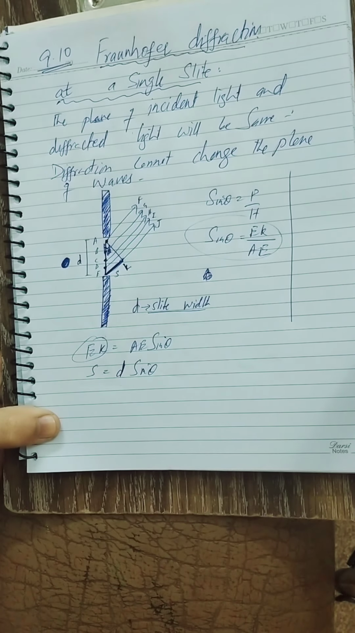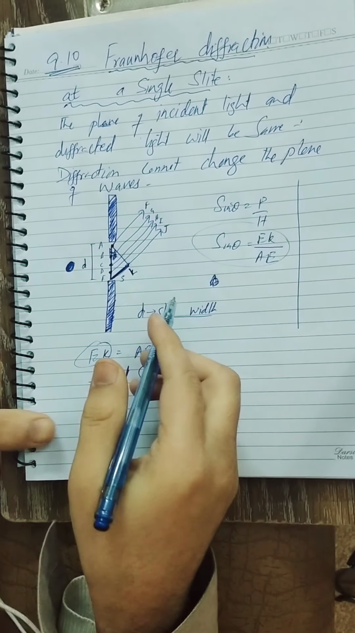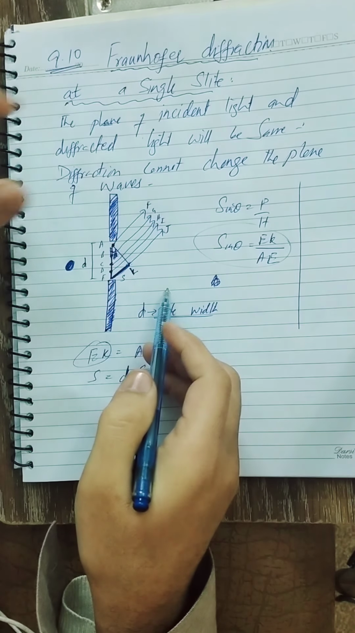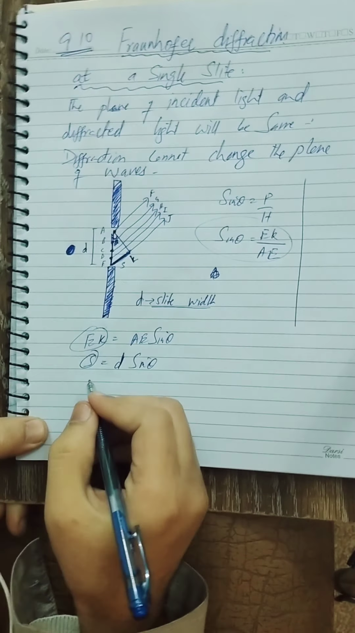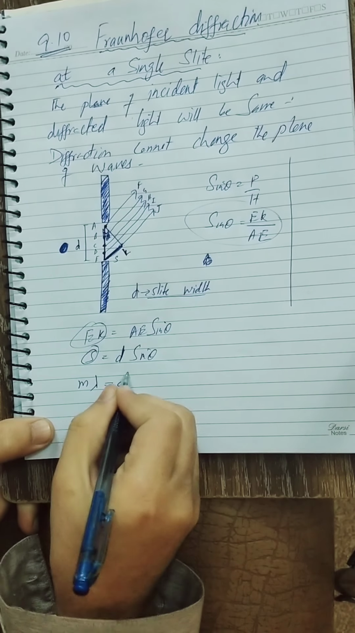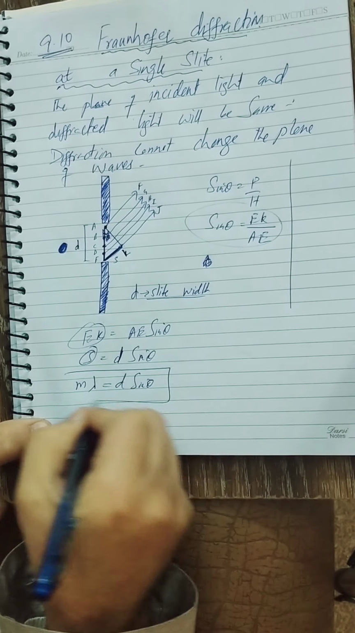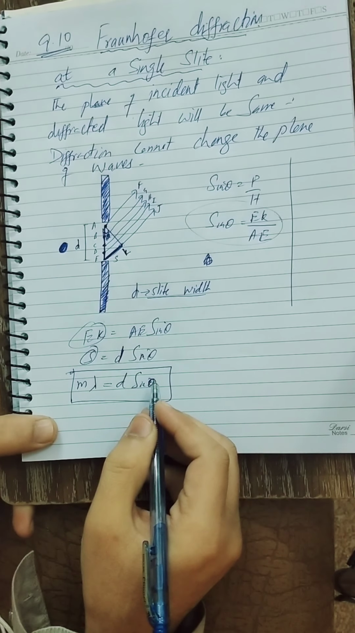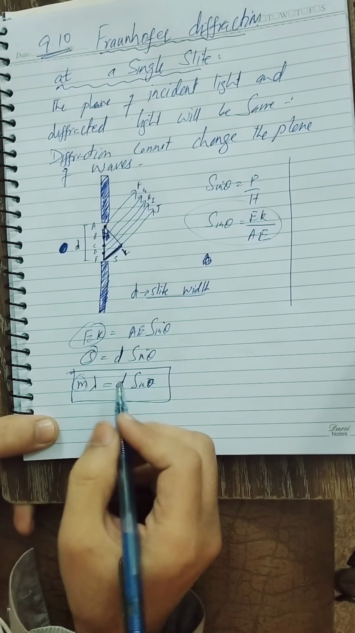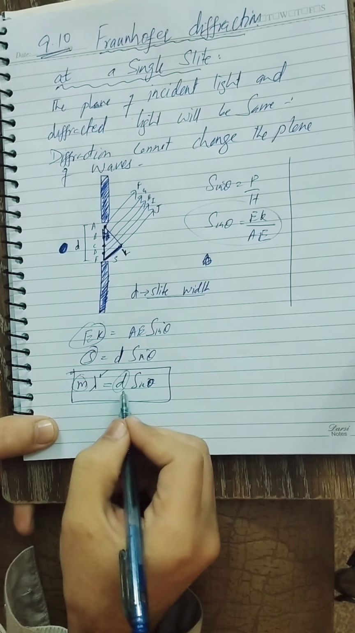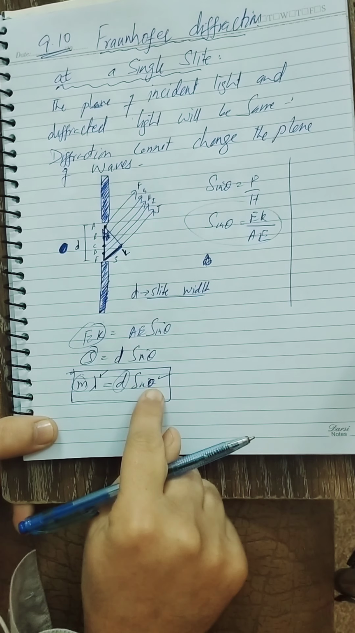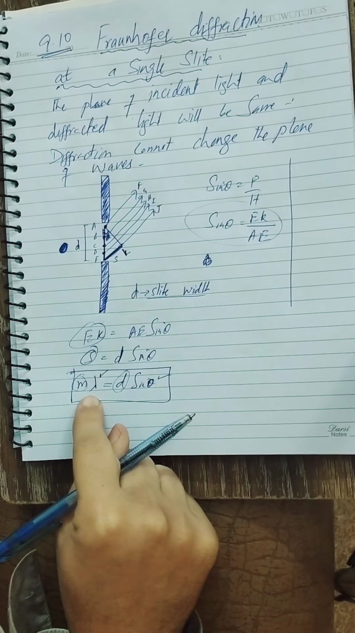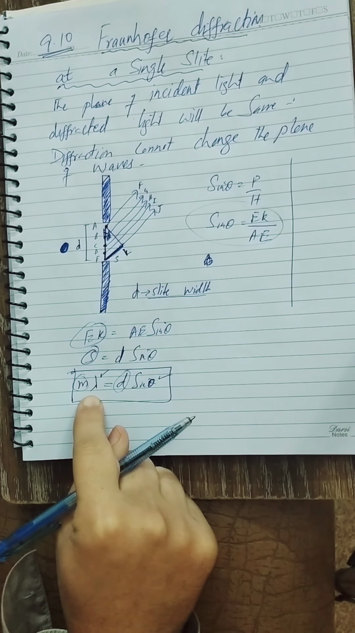Suppose constructive interference occurs at AB and EJ. What will the path difference be for constructive interference? It will be equal to m lambda. So d sine theta equals m lambda is the equation used for constructive interference in a single slit. Here m is a whole number, lambda is the wavelength of light, d is the slit width, and theta is the angle of diffraction. So by diffraction we can find the wavelength of light.